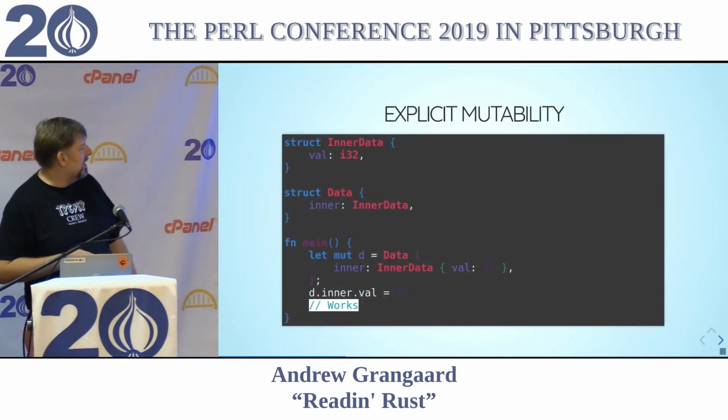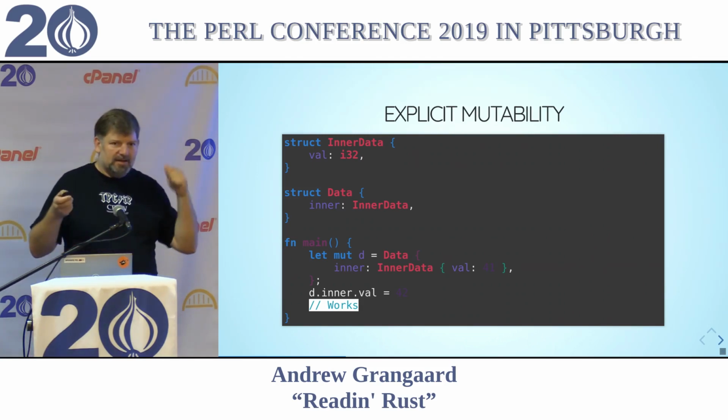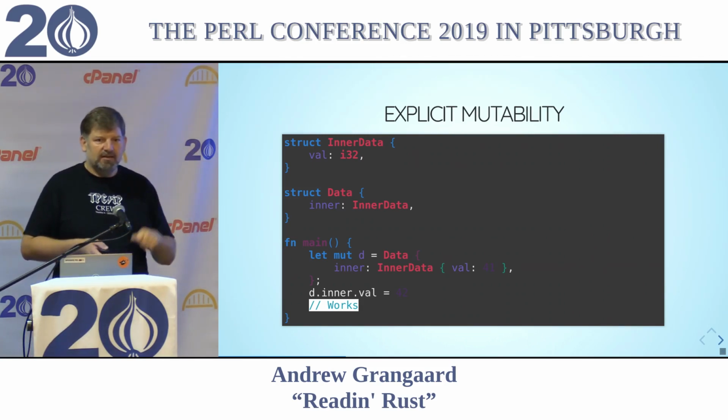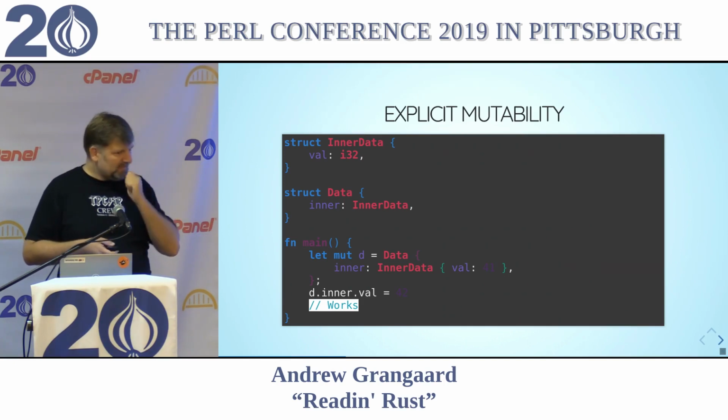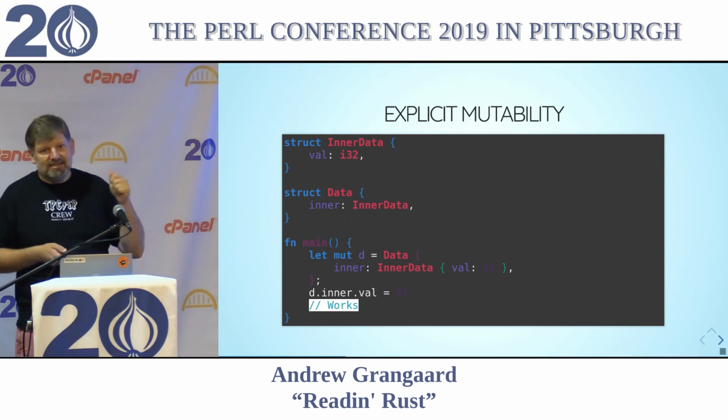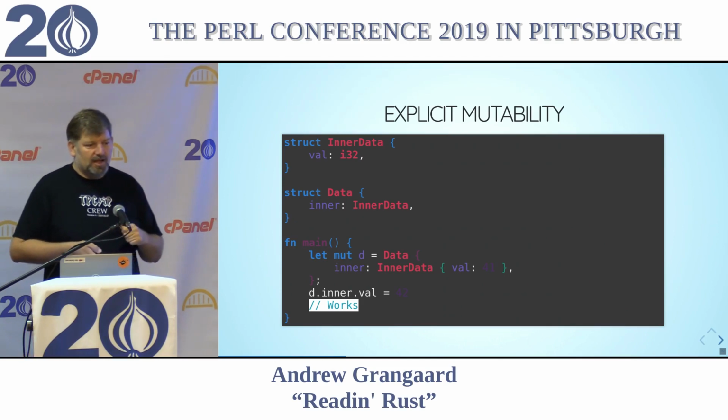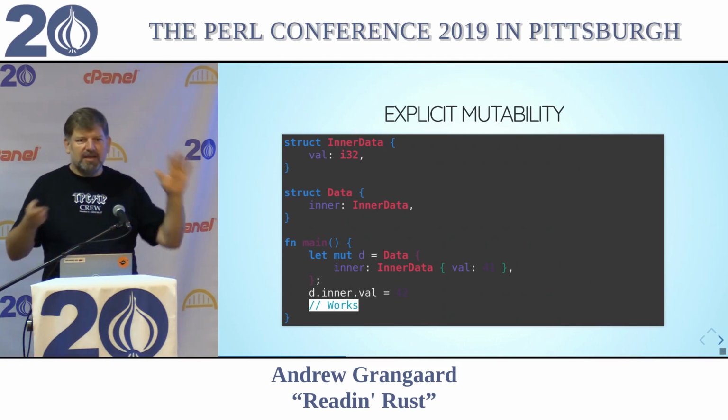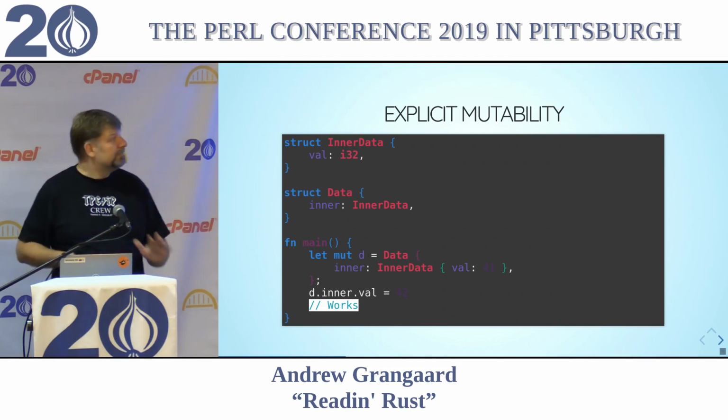And so I can make this mutable. So I declare, with let, a new variable d that's mutable. And it will be mutable until I say it's not mutable. If I have it mutable, nobody else can have it. It's mine.